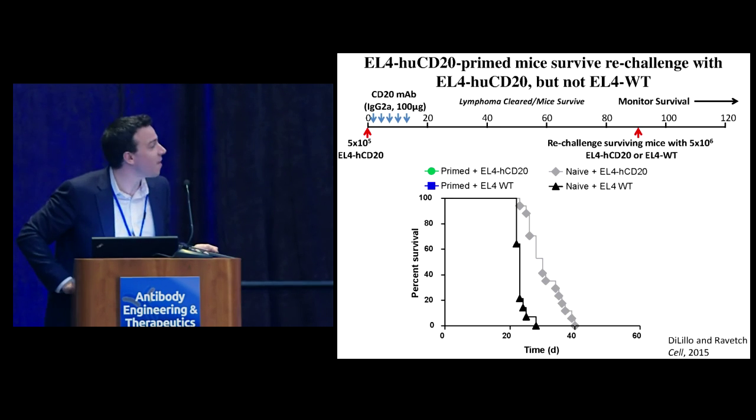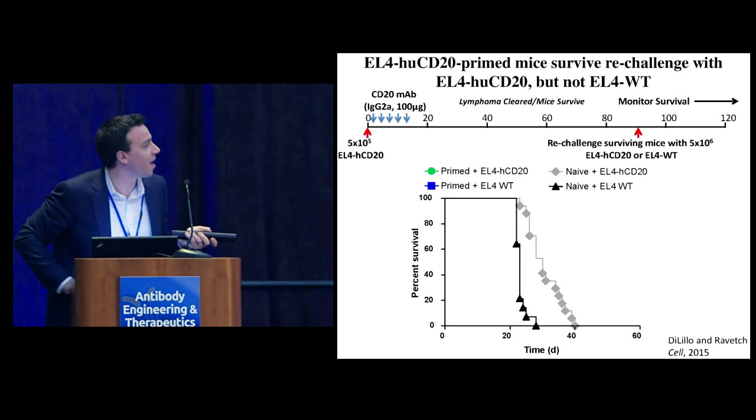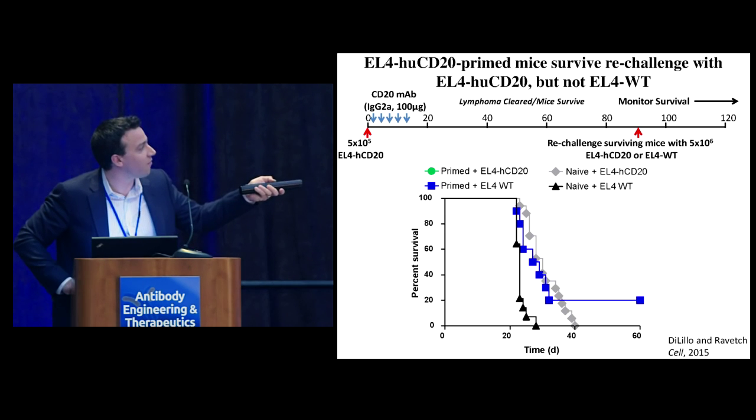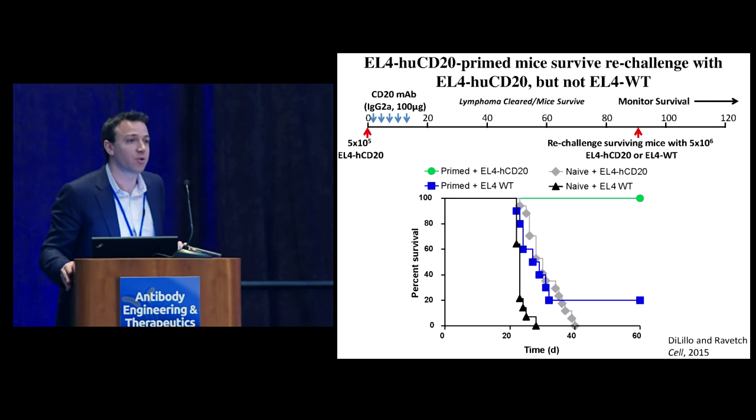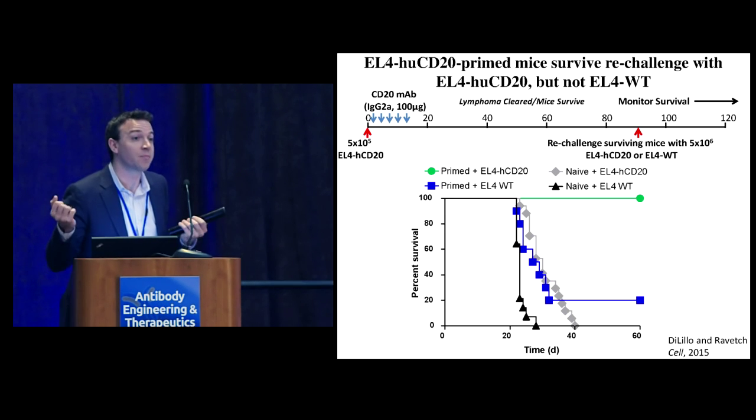But if you take the mice that were primed with tumor and antibody, and give them the EL4 wild type cells, again, you don't see any appreciable survival. But if you take the mice that were primed with tumor and CD20 antibody and give them EL4 human CD20 cells in a re-challenge model, you actually see full protection of these mice, indicating that an anti-tumor immune response in the mice has taken effect, and we term this the vaccinal effect.